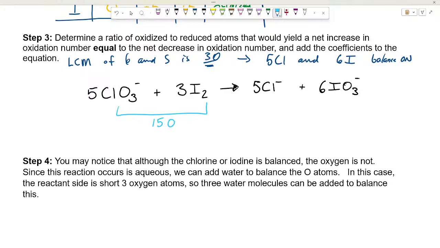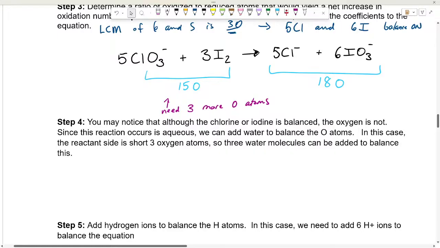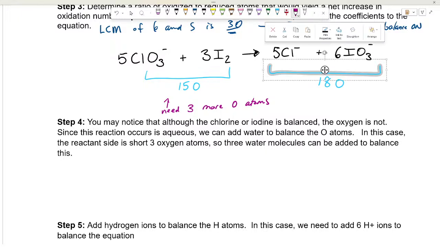15 oxygens, right? And what about over here? 6 times 3 is 18 oxygens. So we need 3 more oxygen atoms. So how would I do that? Well, we'll add water. We'll add water. And if we add water, how many of them do we need to add here?